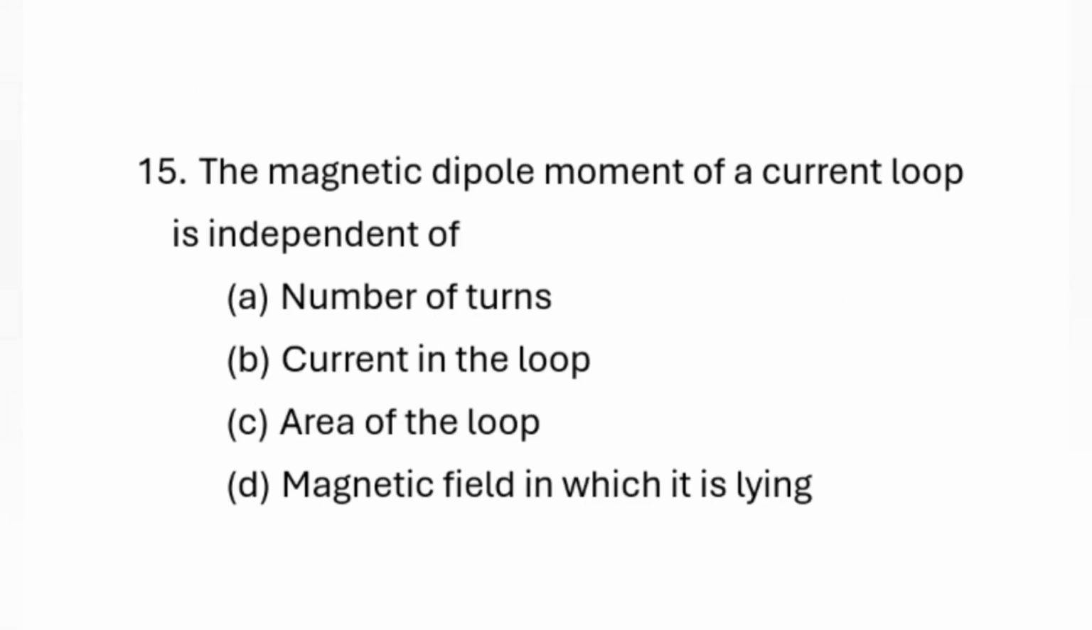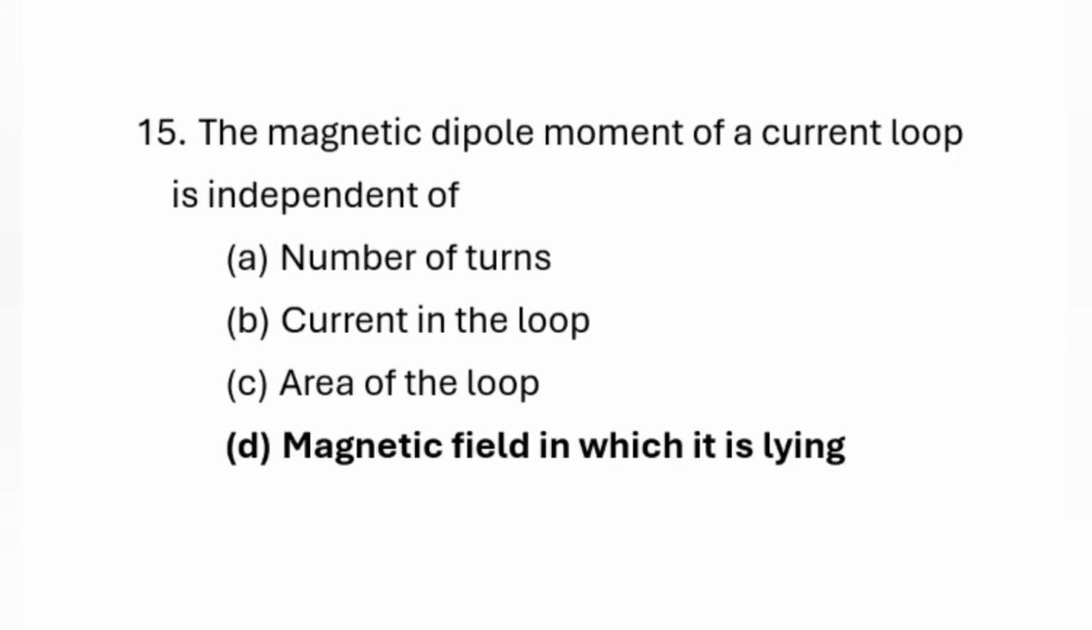Question number 15. The magnetic dipole moment of a current loop is independent of option A, number of turns, option B, current in the loop, option C, area of the loop, option D, magnetic field in which it is lying. Here the correct answer is option D, magnetic field in which it is lying.